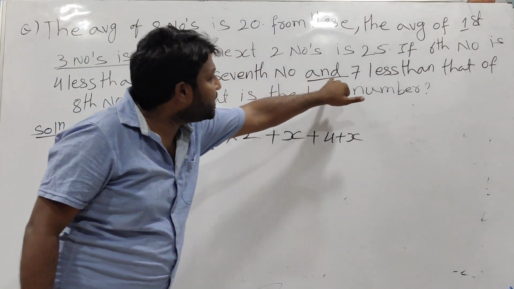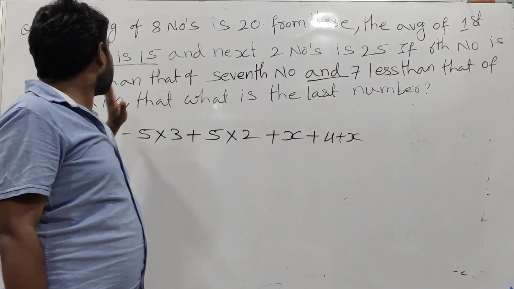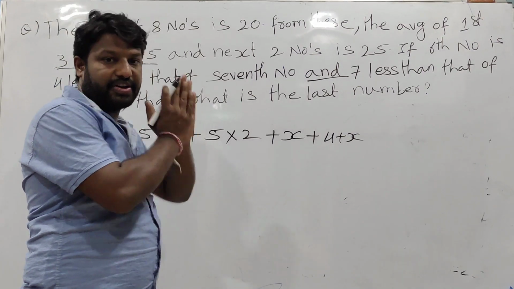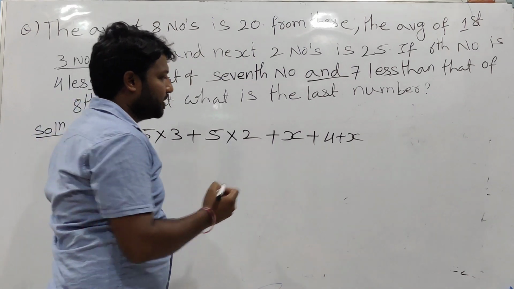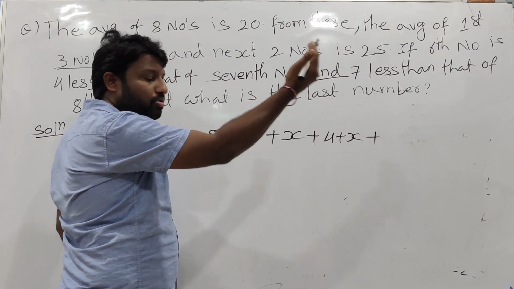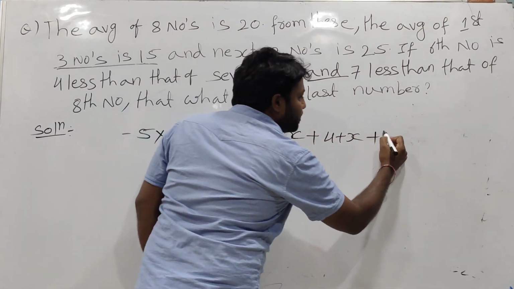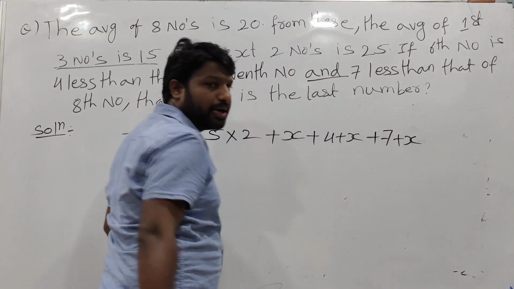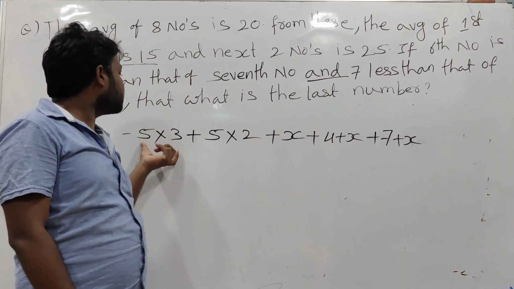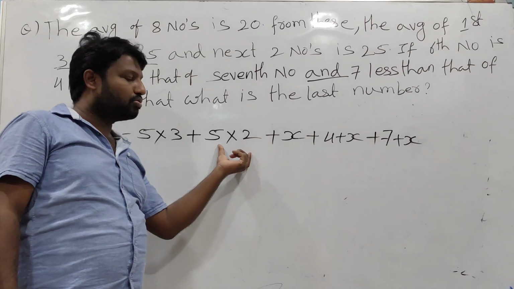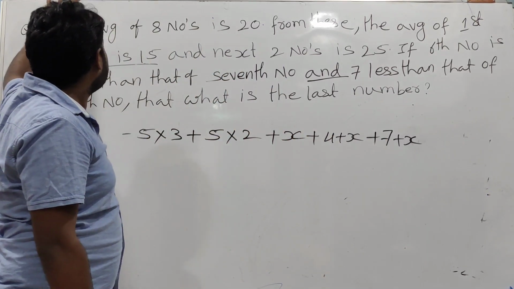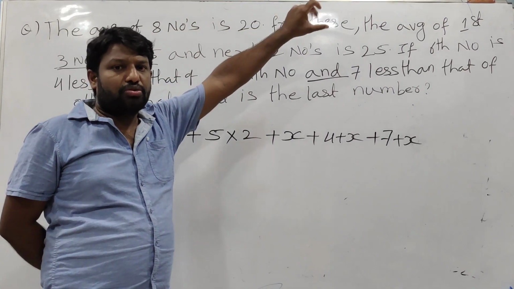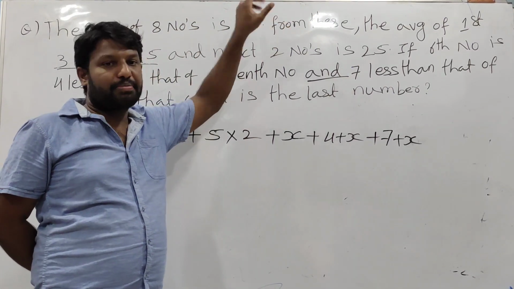And the 6th number is 7 less than the 8th number. If the 6th number is 7 less than the 8th number, then the 8th number will be 7 more than the 6th number. The 6th number is x, so the 8th number is 7 plus x. Okay, so what have I taken? I have taken the first 3 numbers, 2 numbers, the 6th number, 7th number, and 8th number, and they have given that the average of 8 numbers is 20.